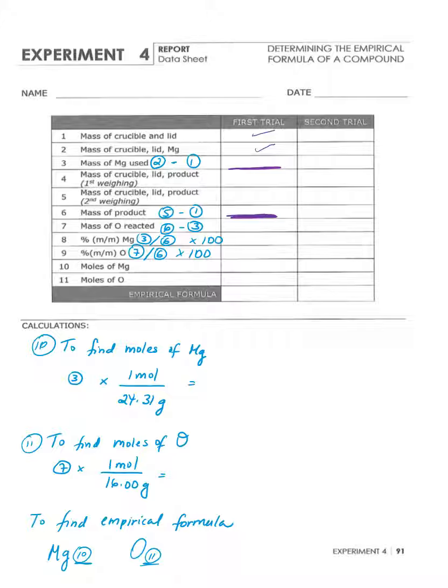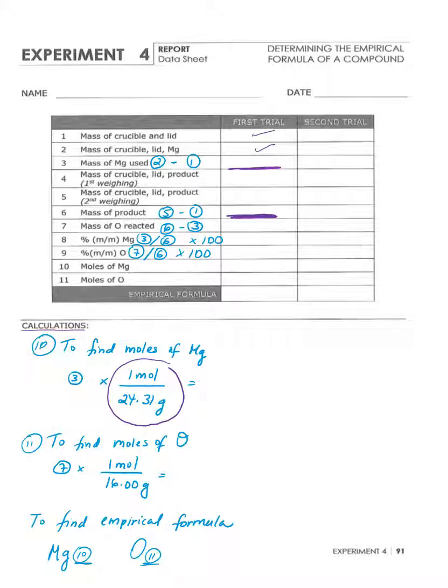Now, down here, as part of the calculations, I wrote what do you have to do to get the moles? The moles of the magnesium, which is number 10, and the moles of the oxygen, which is number 11. So for number 10, you have the mass of magnesium. And if you want to convert mass to moles, you have to use the molar mass. So you have the mass of magnesium, and then the number that I have here is the molar mass for magnesium.